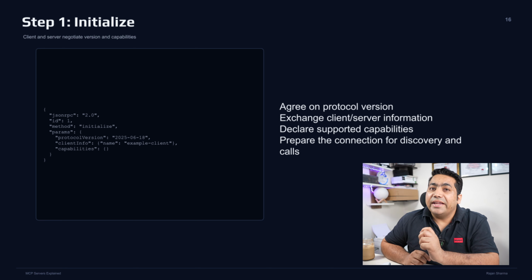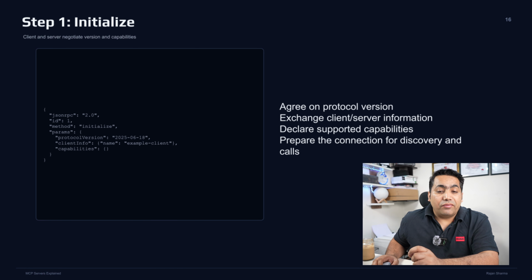Here we see an initialize message. Don't worry about every field. Focus on the idea. The client is saying, I want to start an MCP conversation. Here is the protocol version I support. Here is my client information, and here are my capabilities. The server can respond with its own information and supported capabilities. This step prepares both sides for the rest of the conversation. It is like a handshake before doing real work.